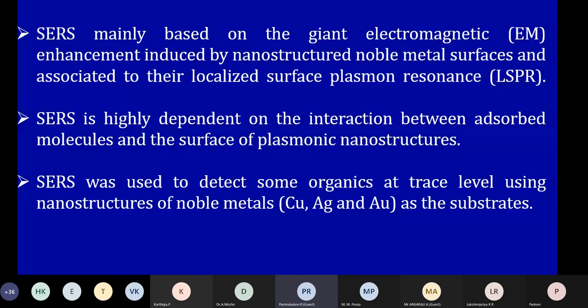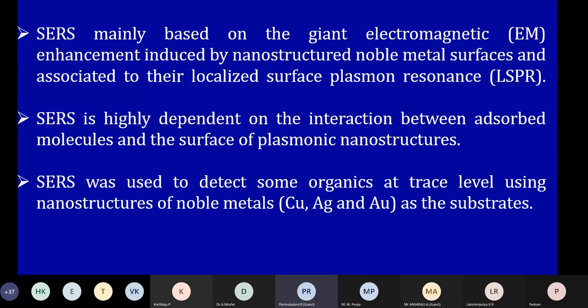This is highly dependent upon the interaction between the absorbed molecule and the surface of the plasmonic nanostructure. The absorbed molecule here is an organic pollutant. So SERS mainly depends upon the absorption of the organic pollutant on our plasmonic nanostructure. Plasmonic nanostructure is nothing but nano silver or nano gold, like that. SERS can be used to detect organic compounds even at trace level, using noble metals such as copper, silver, gold as a substrate.